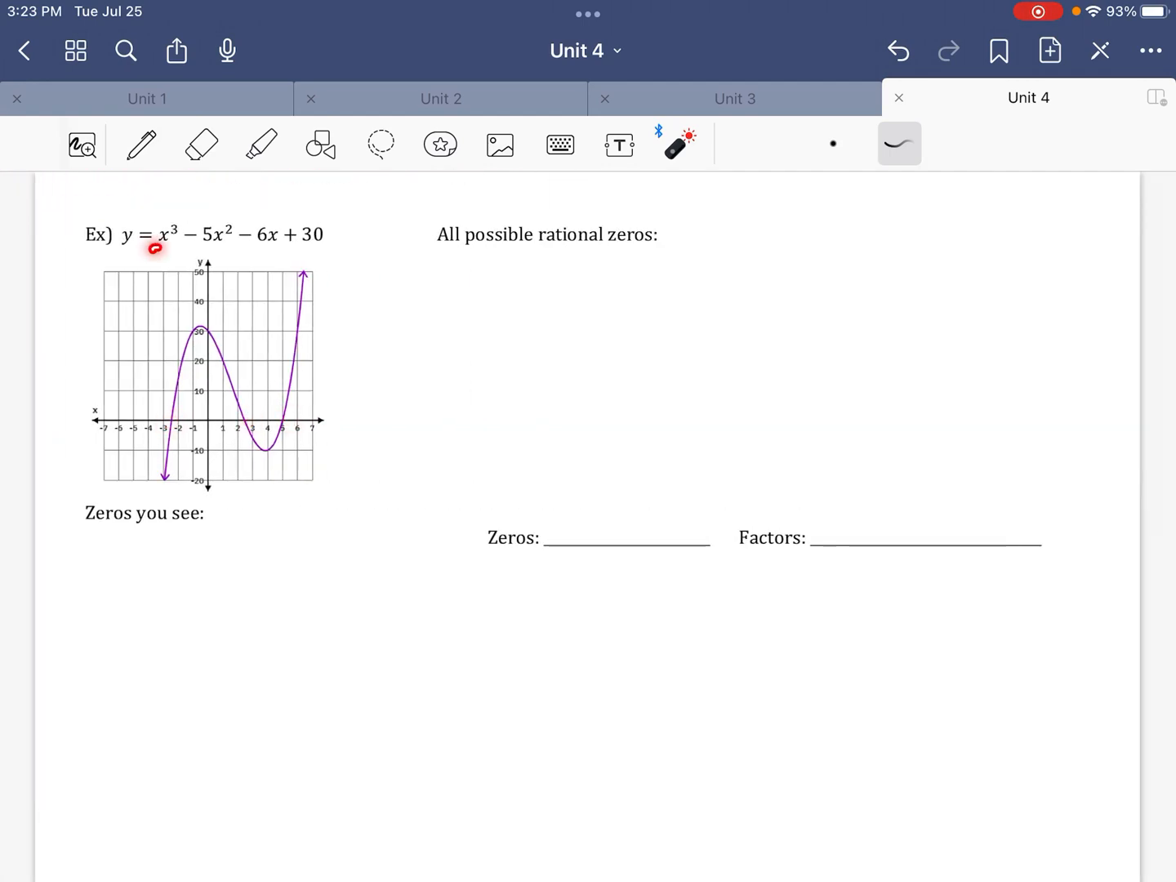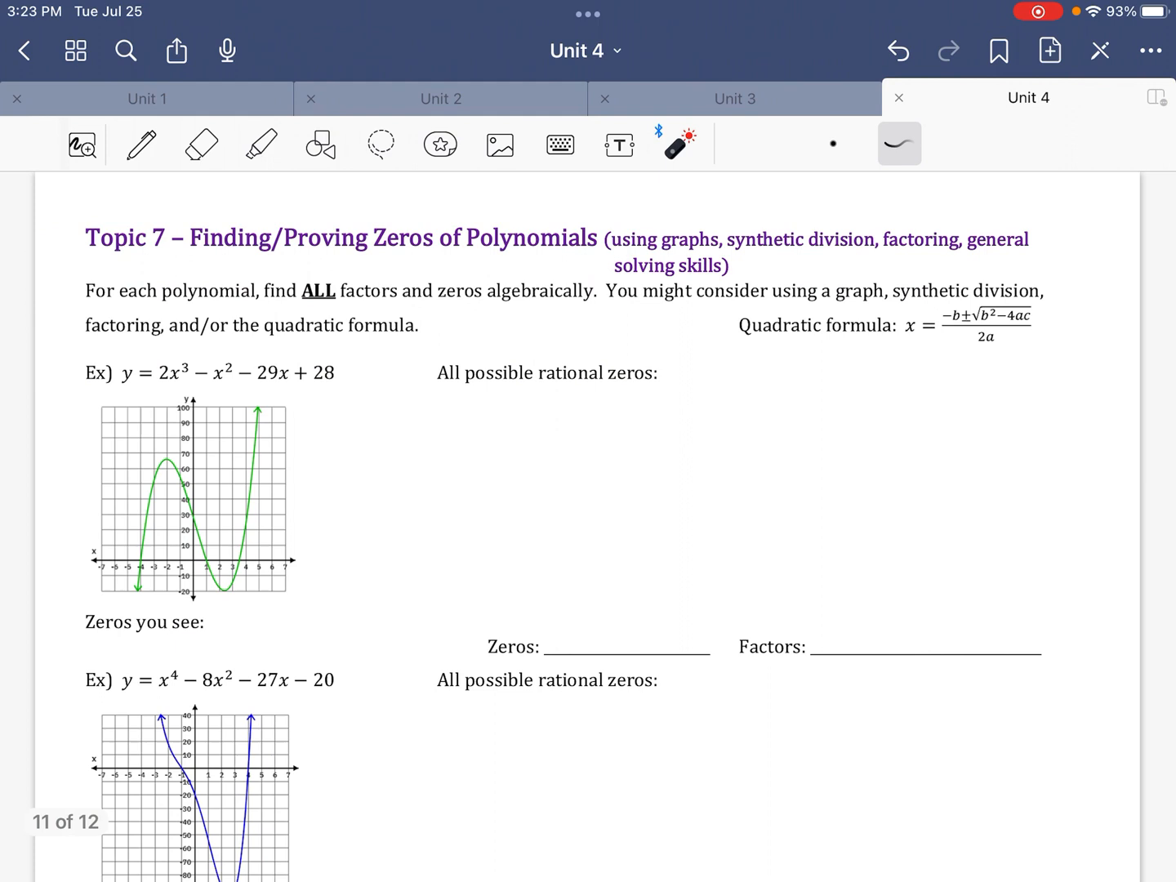And then looking at this last one, I see 3 x-intercepts, and I see x to the third, so all my answers are real. I can tell this one is 4, but these 2, I'm not quite sure what they are. They do look like opposites of each other, the same number, one plus and one minus, but we'll figure that out.